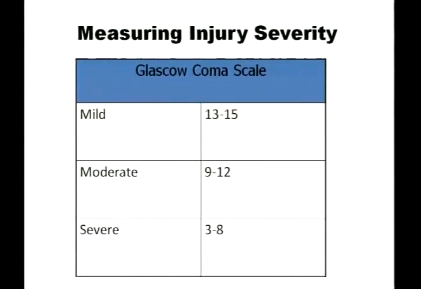So they would score each of those areas and then add up those scores to get an index of severity. And so for Adam, his rating was a 9, which puts him kind of right on the cusp of this moderate to severe range, okay?